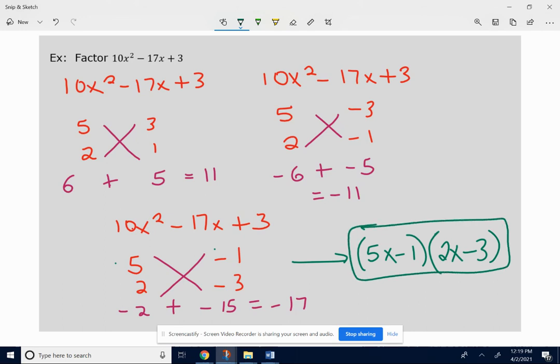Okay, if I multiply 5x minus 1 and 2x minus 3 together using the FOIL method, and you could do it, I just don't want to make this video very much longer, it would work. That would give you the right answer. So this is the correct factored form.